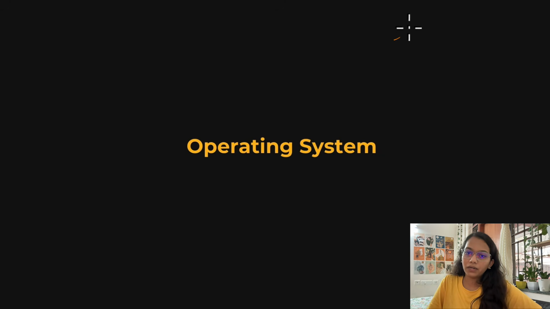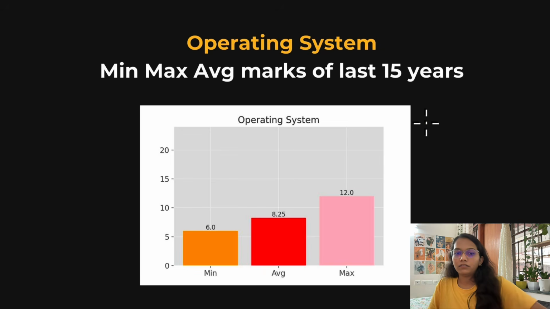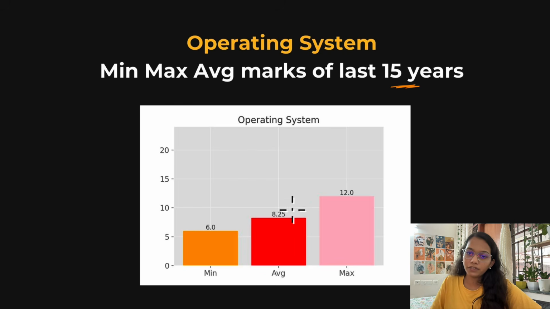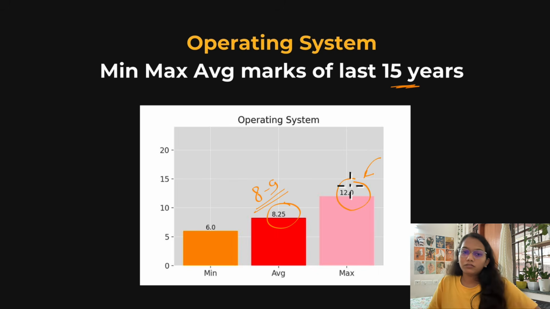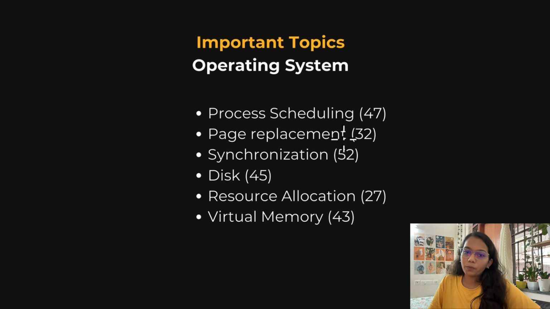So you can see the marks distribution for this operating system. This is the minimum, maximum and average marks of the last 15 years for operating system. On an average, every year 8 to 9 marks are there from operating system. Maximum, you can see, there were 12 marks from operating system. So these are the important topics from operating system.